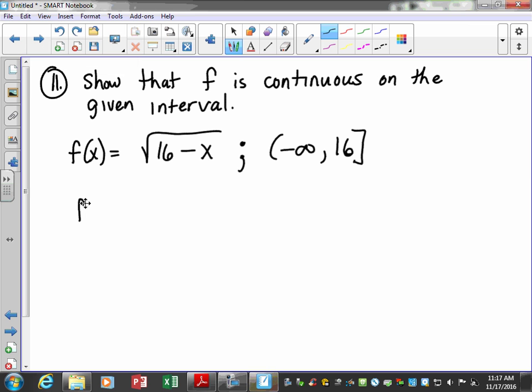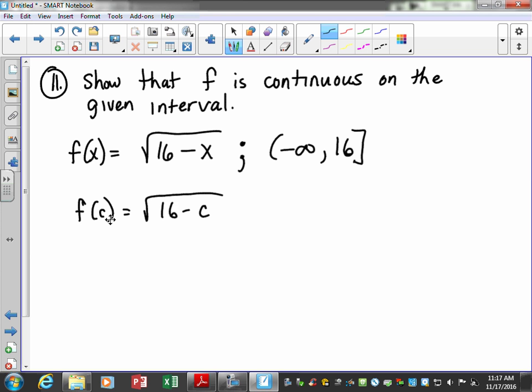What is f evaluated at c? Now don't let that confuse you. If I told you to evaluate f at 2, what would you do? Everywhere there was an x, you would plug in a 2, right? So same thing. What is f evaluated at c? It's the square root of 16 minus c. Okay, so that was the first part.